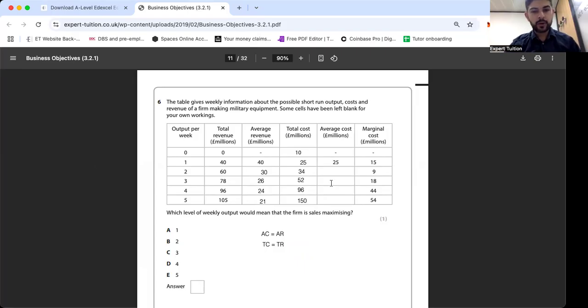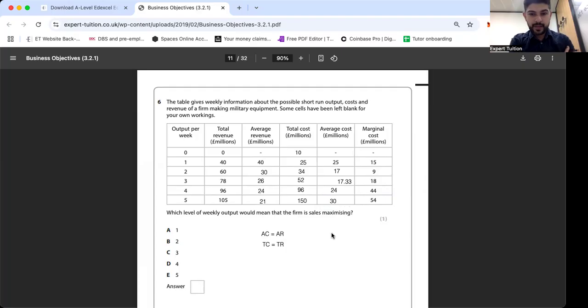So, anyways, what do we do now? We go 25 divided by 1. They've done it for us. It is obviously equal to 25. Nice and easy. Then we go 34 total cost divided by the output of 2 is equal to 17. Yeah. Then we've got 52. Let's do 52 divided by 3. Okay, I feel less bad about not knowing that one. 17.33. Cool. Then we have 96 divided by 4, which is equal to 24. I can guarantee you that. And then 150 divided by 5. I think that's 30. Pretty sure it's 150 divided by 5. We're exposing how bad my mathematics become, but there we go.